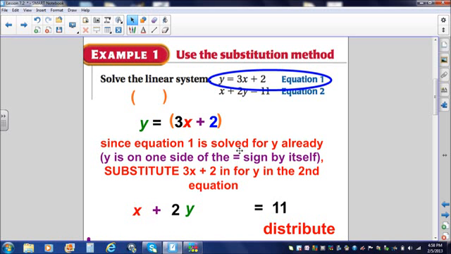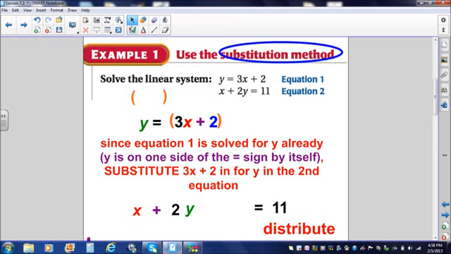Since y is on one side of the equal sign all by itself, we're going to use substitution. So you might be saying to yourself, well, how do I know when to use substitution? Anytime you see one of the variables all by itself on one side of the equal sign, that's when we use substitution.